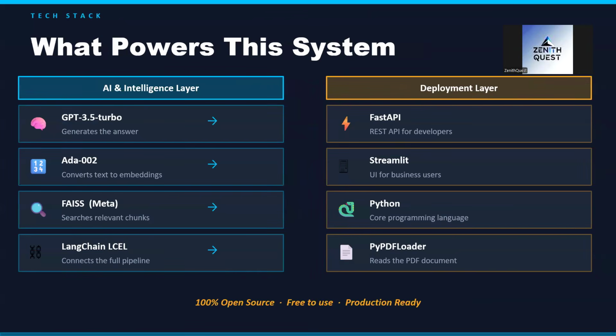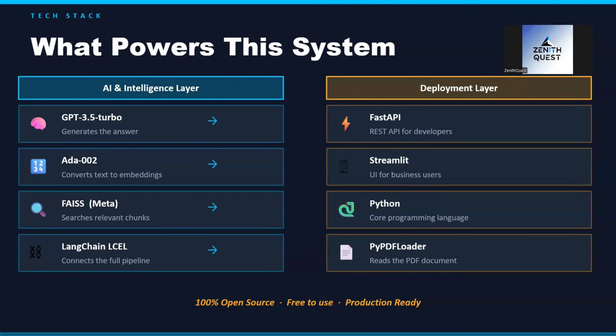Before we jump into the demo, let me quickly show you what's under the hood. We have two layers. One is the AI and intelligence layer. You could see GPT 3.5 Turbo. It reads the relevant chunks and writes the final answer. Ada 002 converts your text into numbers that can be compared mathematically. And FAISS, built by Meta, completely free, finds the most relevant chunks in milliseconds. And LangChain LCEL connects all these pieces into one clean pipeline.